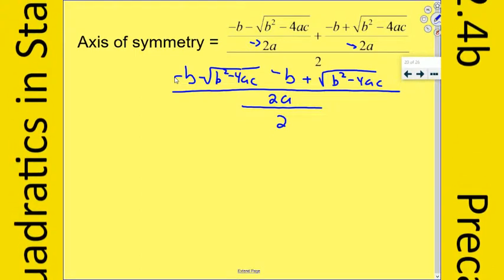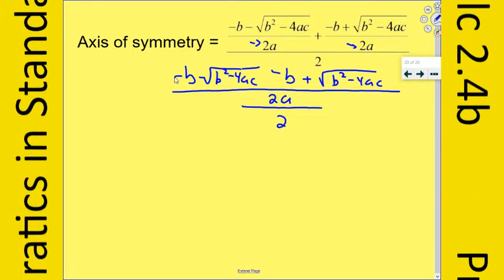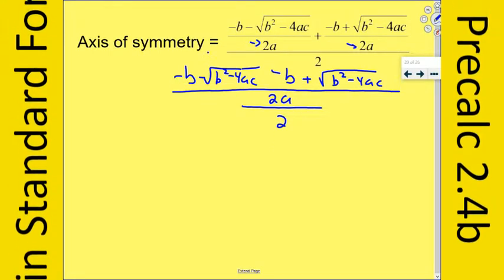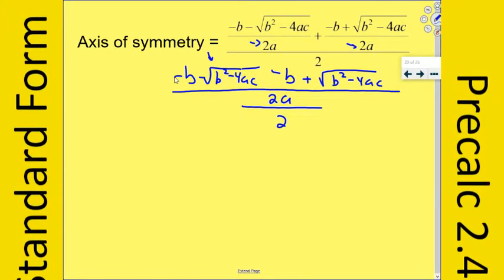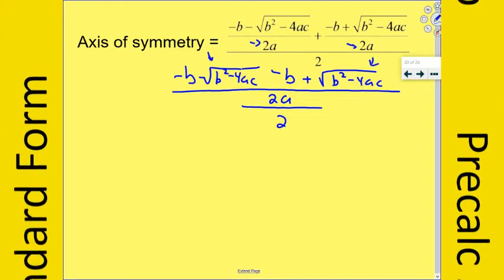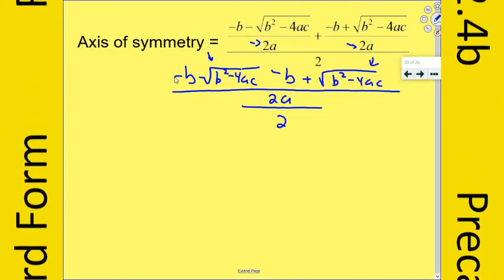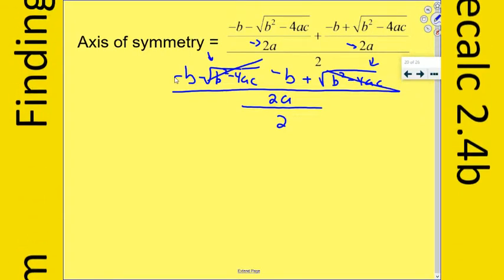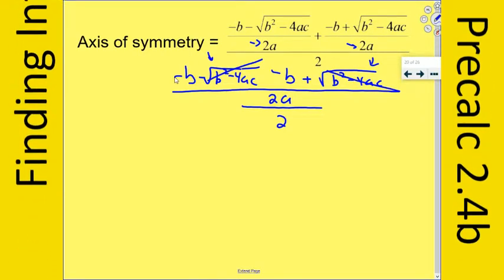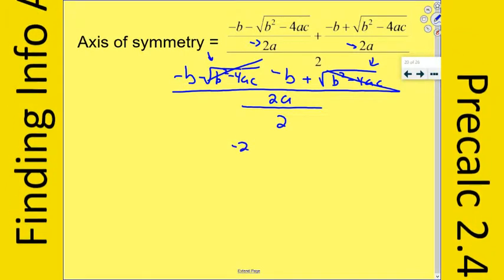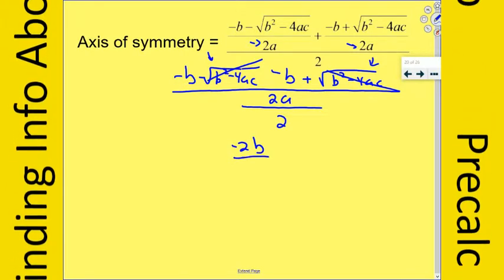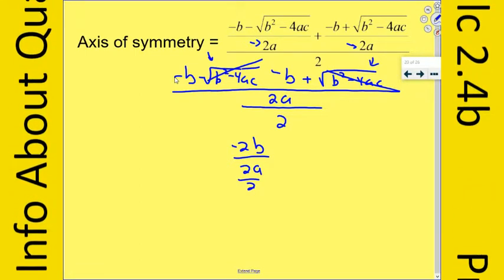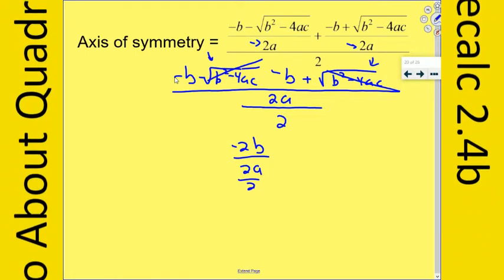So from there, let's continue cleaning up the top. This is starting to look pretty gross, but that's okay. It's going to get better, I promise. Well, this right here is a negative square root of some stuff, and this is a positive square root of that same stuff. So these are actually just going to cancel each other out. So then we have negative b plus negative b. Well, that's negative 2b over 2a over 2. See, it got a lot nicer, I promised. I told you it would happen, and it did.